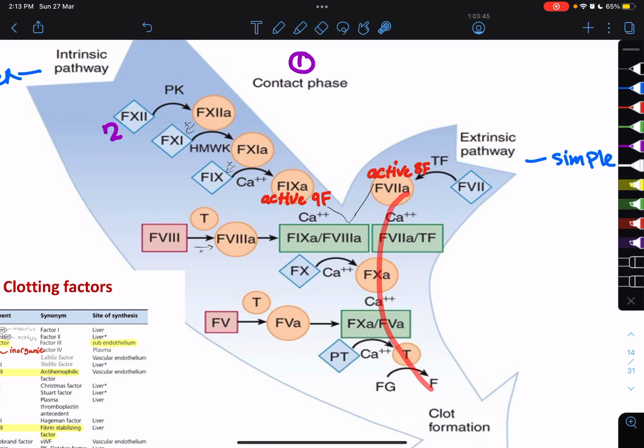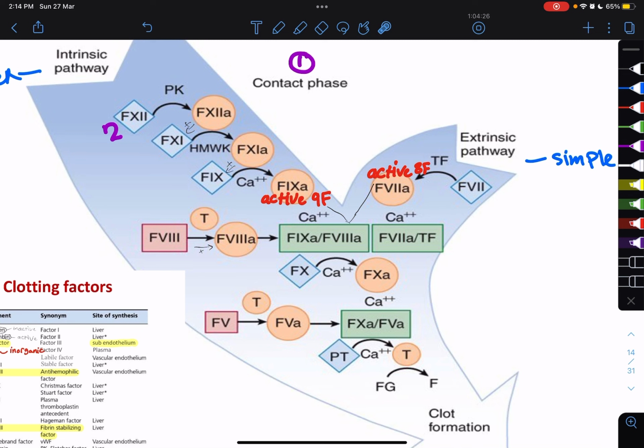Now factor 10 is converted into factor 10A. Now it's active. Everybody's clear? Once factor 10A is formed, factor 10A is a special enzyme, a very special enzyme. And this enzyme is called prothrombin activator. It has a special name. What do you call it? The active form of factor number 10 is called prothrombin activator. Why? Because it will act on the prothrombin and convert prothrombin into thrombin. That's the very simple reason.